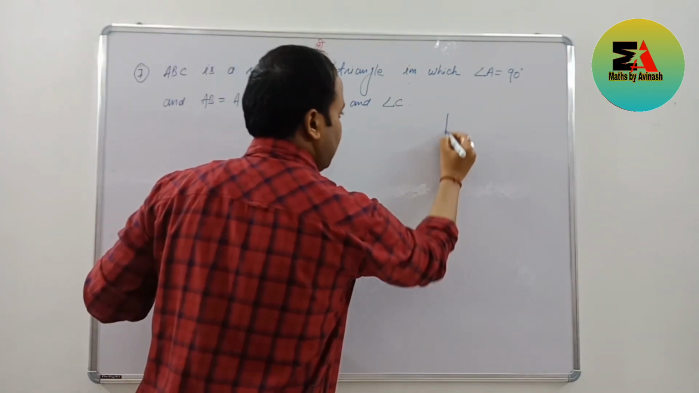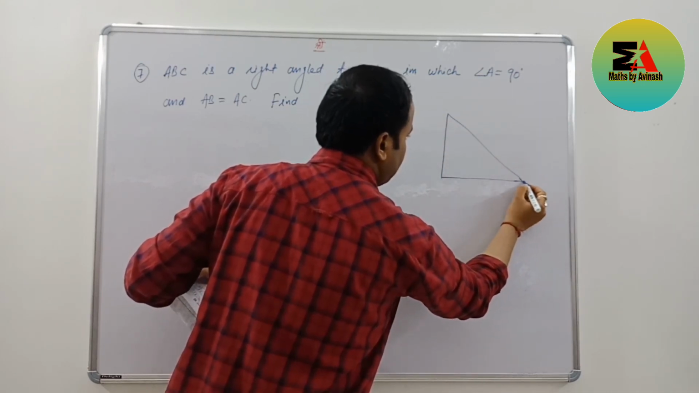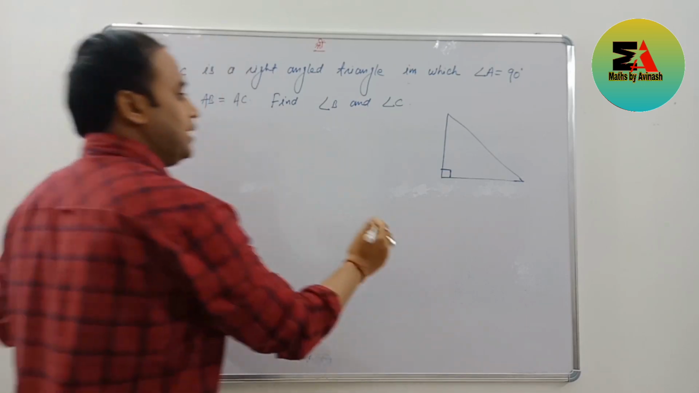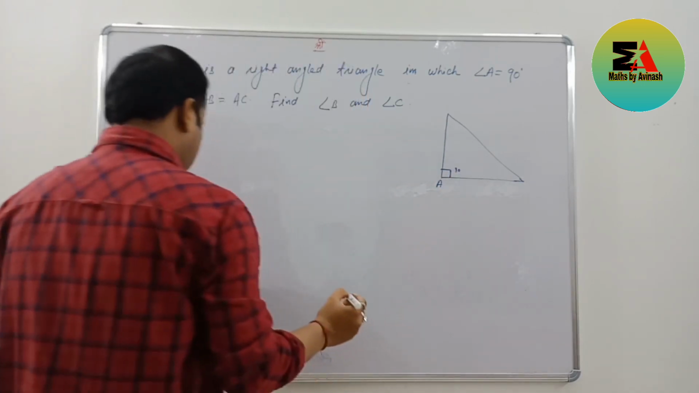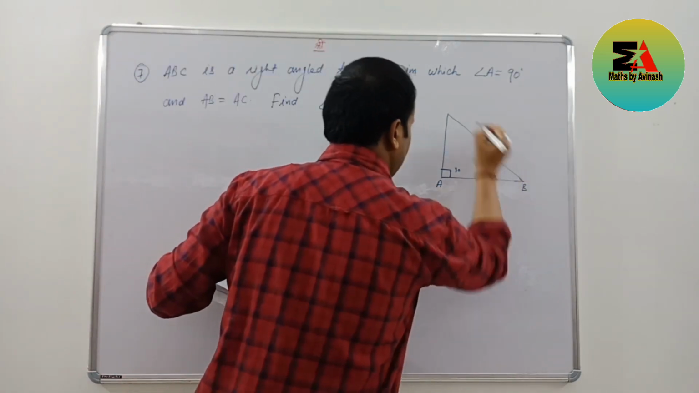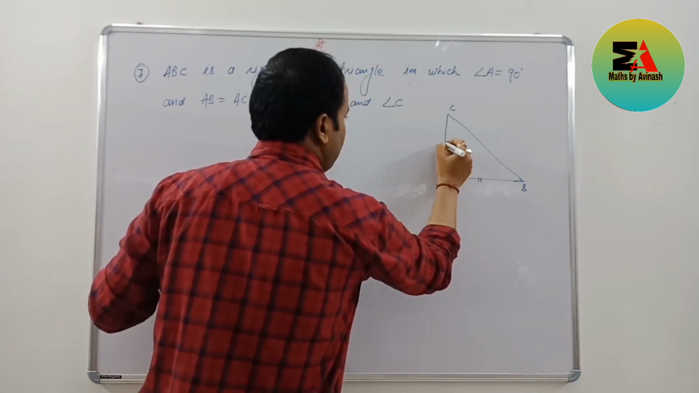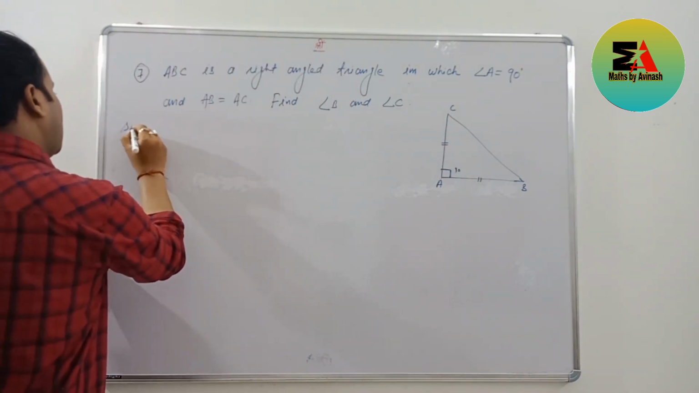Now, first of all, draw the right angle triangle. We know that a right angle triangle is one in which one angle is 90 degrees. In the given question, angle A is 90 degrees. Then we have to find angle B and C, and AB equals AC is already given in the question. Now see how we solve this question.